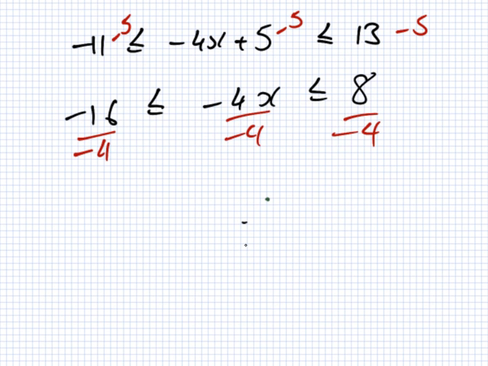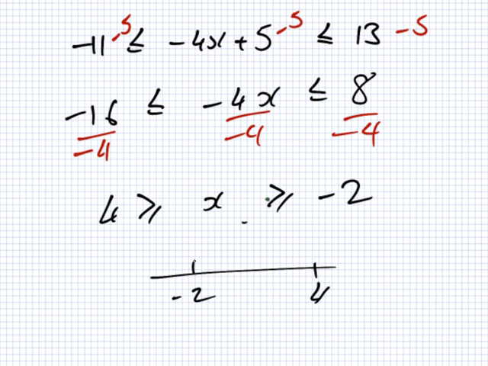Okay. But we have to flip them around as well. So this is 4 less than or equal to x, less than or equal to minus 2. No, I didn't flip it. 4 greater than or equal to x, greater than or equal to minus 2. So just like last time, we're told the answer is between minus 2 and 4. But again, because we can only use the natural numbers, we end up with the same result.